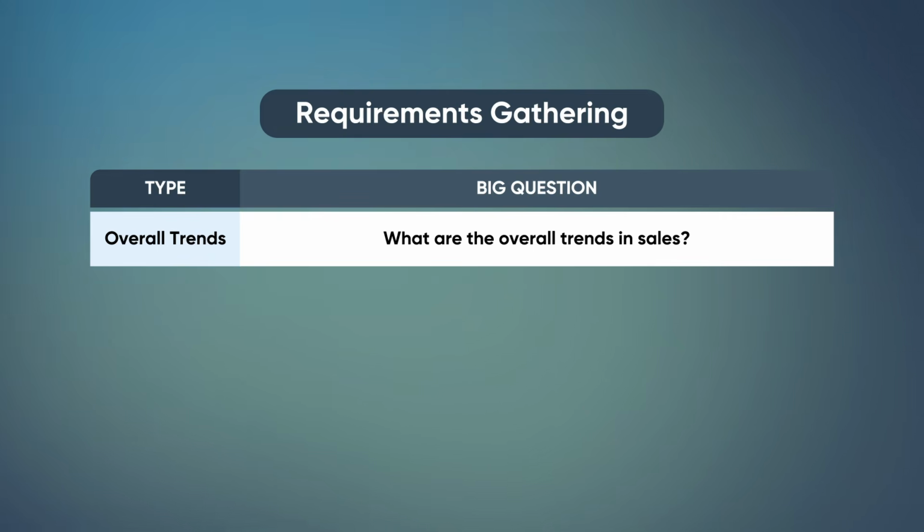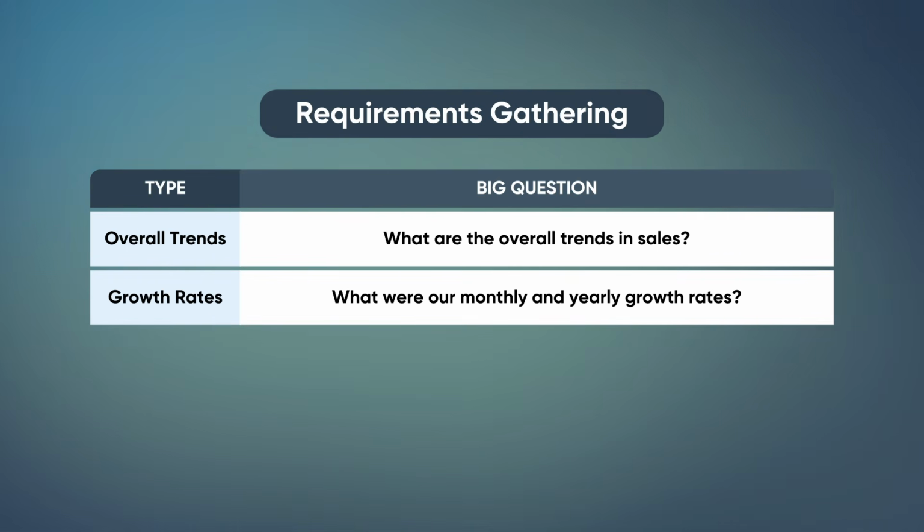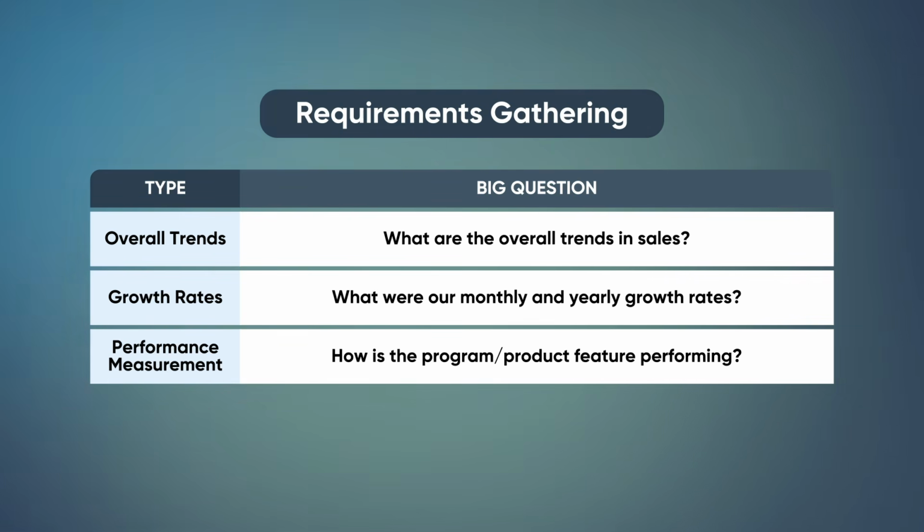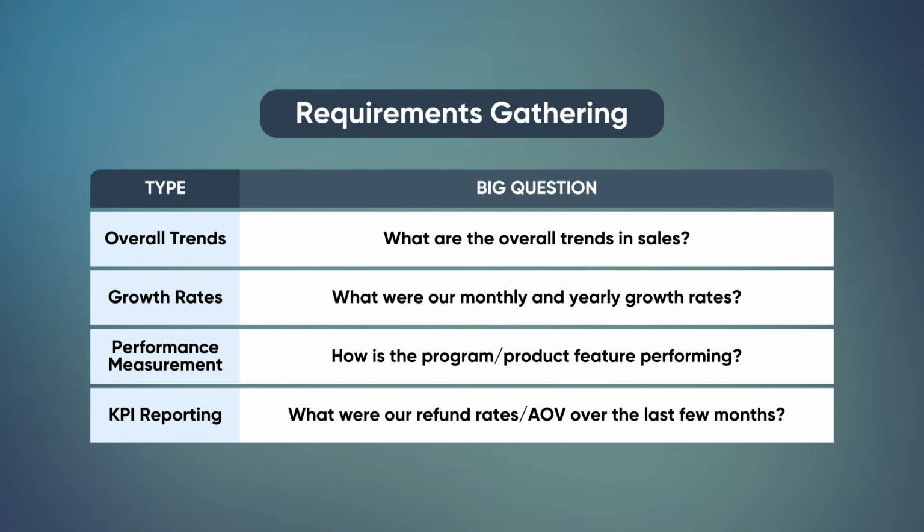There's overall trends. So for example, what are overall trends in sales or any metric? Conversion rates, product adoption, patient claims, growth rates. So what are monthly and yearly growth rates in any of those metrics? Performance measurement. How is the loyalty program performing? How are our marketing programs performing? How are our new product features performing? And what should we actually do about it? And KPI reporting. So what were our refund rates over the last few months or average order values over the last few weeks?